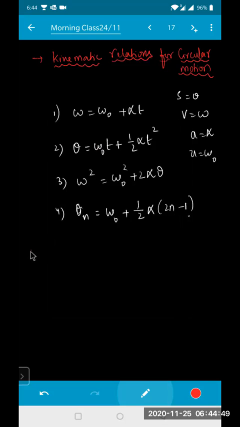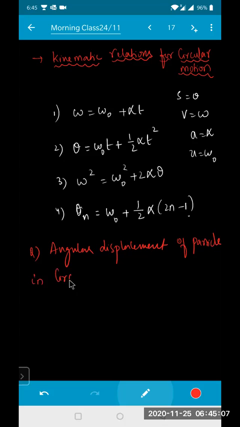So let us try to do one problem based on this one. Say for example, we got angular displacement of a particle in circular motion varies with time.